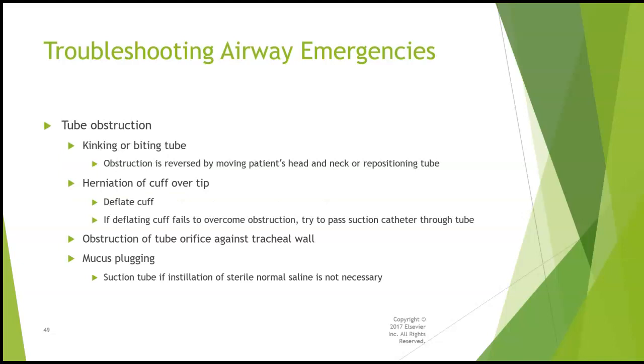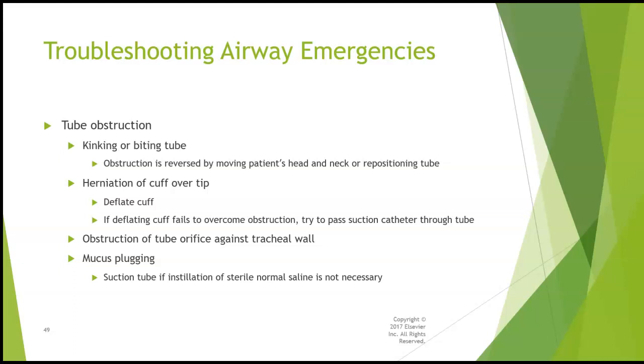The first thing you probably need to do is just differentiate between whether you think the airway emergency is being caused because something's obstructed versus something's leaking. So obviously the treatment is going to be very different whether it's an obstructed airway or a leak that's causing the issue for your patient. So tube obstructions can happen a couple different ways. This is probably one of the most common of the airway emergencies.